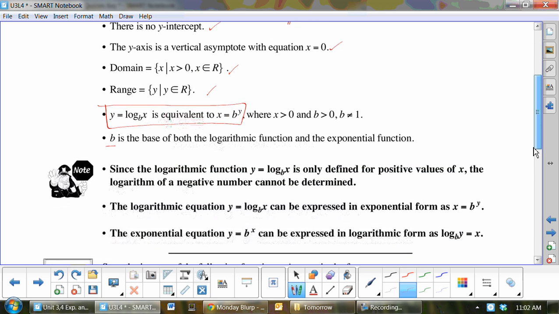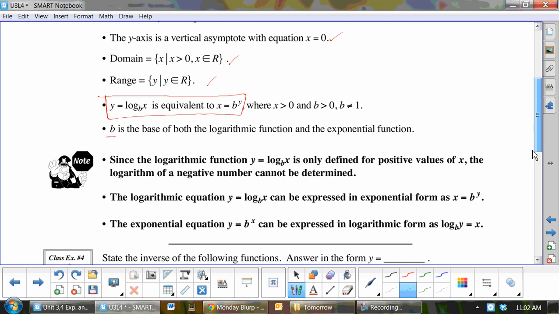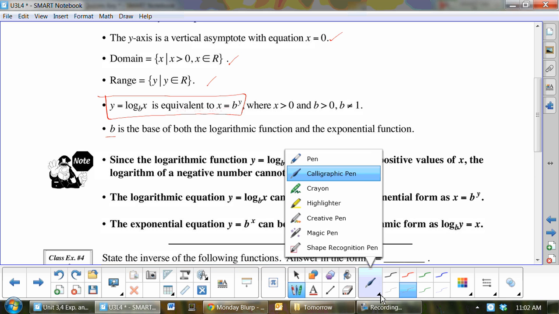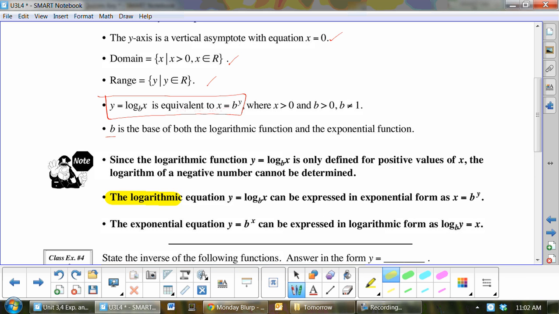Okay. Now, these are very, very key ideas right here. The logarithmic equation y equals log b of x can be expressed in exponential form as x equals b to the y. And the exponential equation y equals b to the x can be expressed in logarithmic form as log b of y equals x.